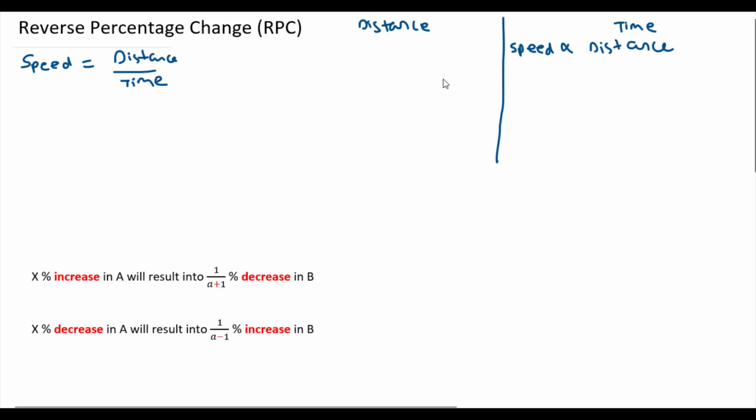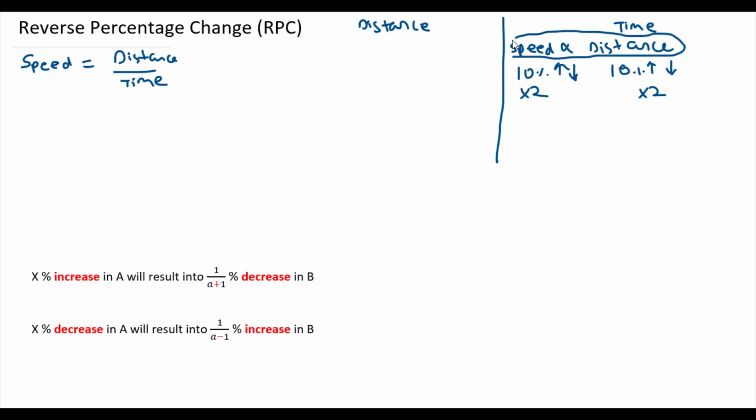That means if your speed increases by 10%, your distance covered will also increase by 10%. If your speed decreases by 10%, your distance covered will also decrease by 10%, because it is directly related. If your speed becomes twice, your distance covered will also become twice. So in direct proportionality, whenever there is a direct relation between two variables, your job is easy. Whatever is the change in the first variable, a similar change will occur in the second variable.